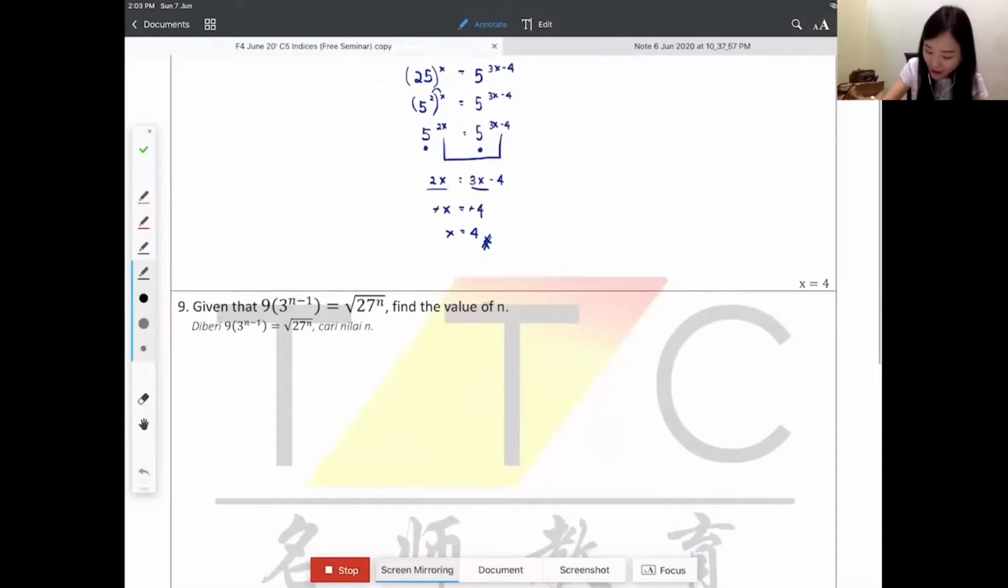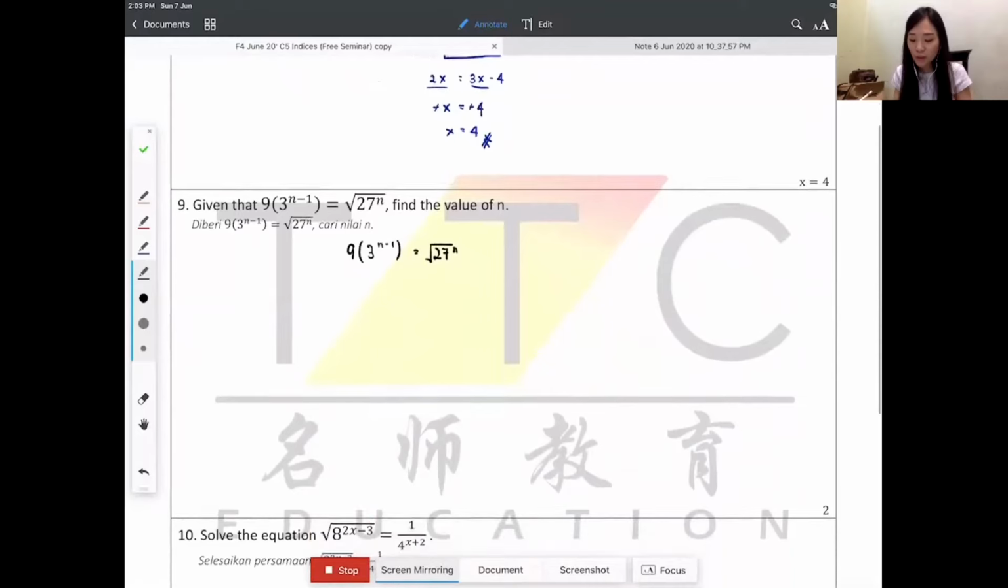So continue question 9, okay? So 9 bracket 3 power n minus 1 equals to square root 27 power n. So same thing, find the value of n, which is exactly the same thing. So guys, how do I do this one? Move it slightly up, yeah?